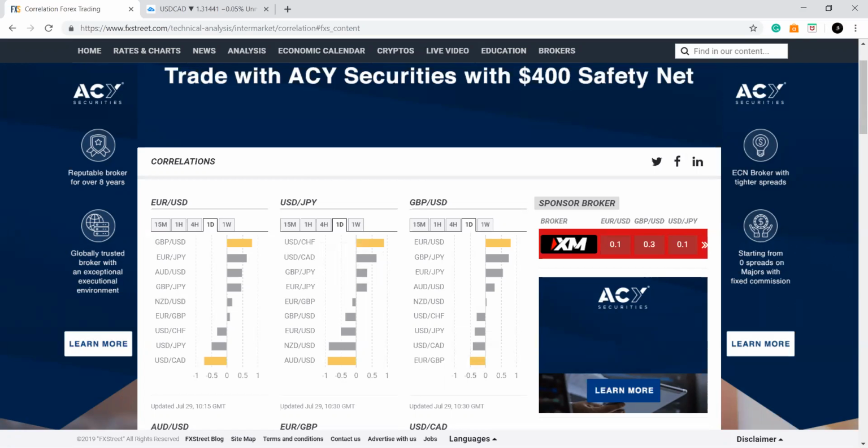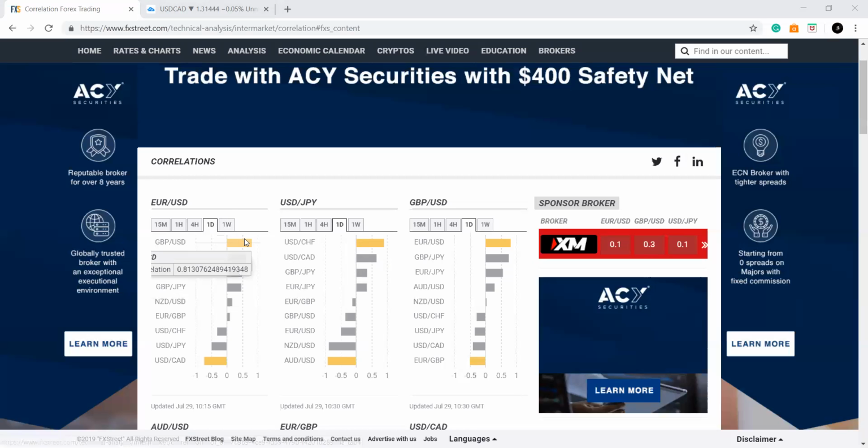So that being said, what we're looking at today is the correlation tool on FX Street. You guys should be able to access it on Google very simply. What we're doing is making sure that we're selecting the daily chart. The reason for that is because we need to make sure we have enough data to work with. Too little data means that we're going to get false information. So I personally prefer to use the daily chart.